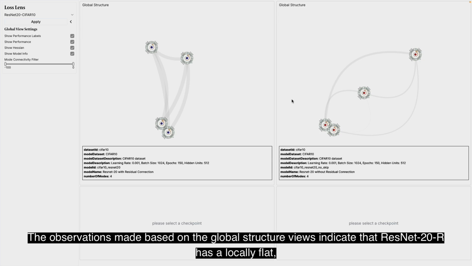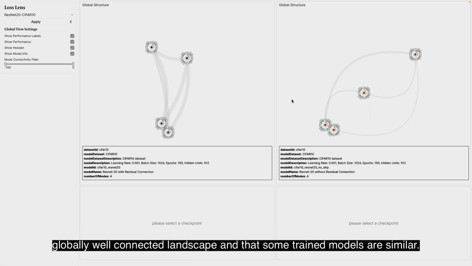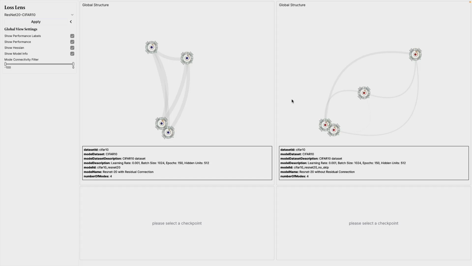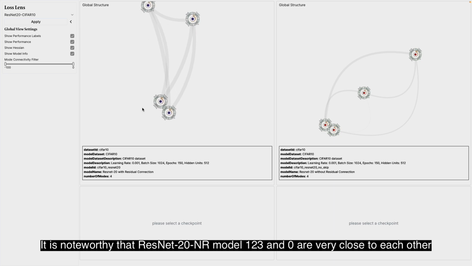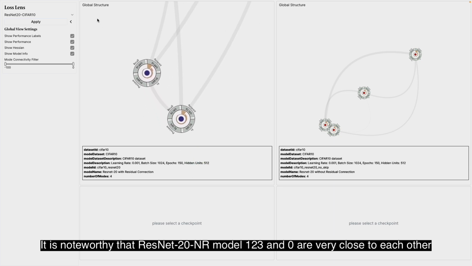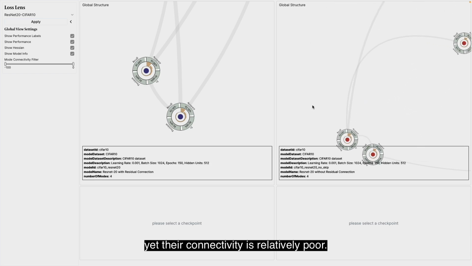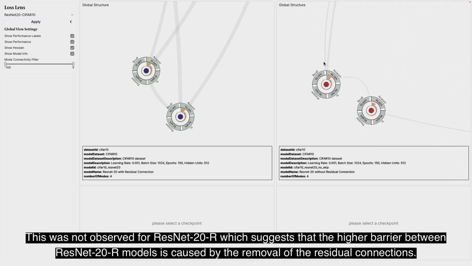The observations made based on the global structure views indicate that ResNet 20 with residual connections has a locally flat, globally well-connected loss landscape, and that some trained models are similar. In contrast, ResNet 20 without residual connections has a locally flat, globally poorly connected landscape. It is noteworthy that for ResNet 20 without residual connections, models 1, 2, 3, and 0 are very close to each other, yet their connectivity is relatively poor. This was not observed for ResNet 20 with residual connections, which suggests that higher barriers are directly related to the removal of the residual connection.